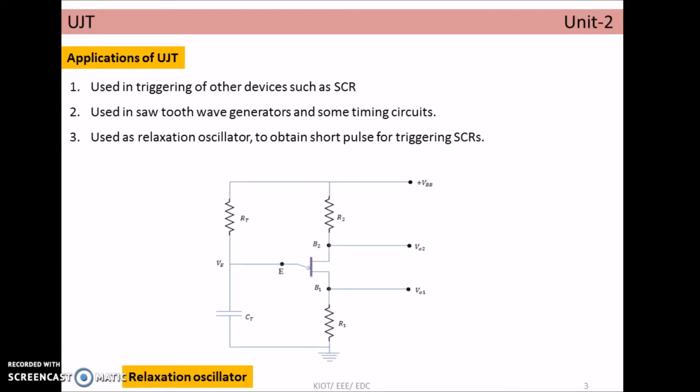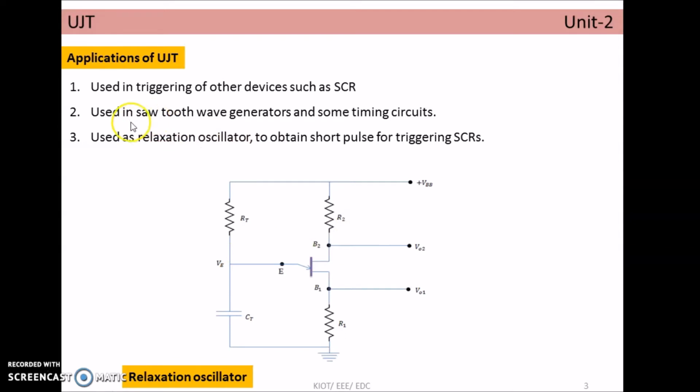A few to point out is, it is mostly used for generating triggering pulses for turning on another device such as SCR. SCR is silicon controlled rectifier. It is a controlled rectifier which is made of silicon. So to turn on the SCR, this UJT is used for generating the triggering pulse.